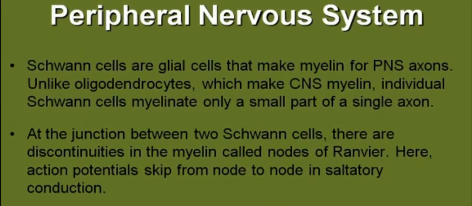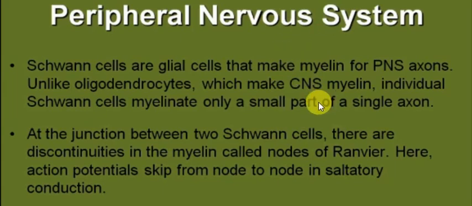Another main difference is the type of glial cells. The glial cells present in the peripheral nervous system are the Schwann cells, and the glial cells present in the central nervous system are the oligodendrocytes. So the Schwann cells make myelin. Glial cells are the cells which make myelin, which myelinate the nerve fibers, the axons.